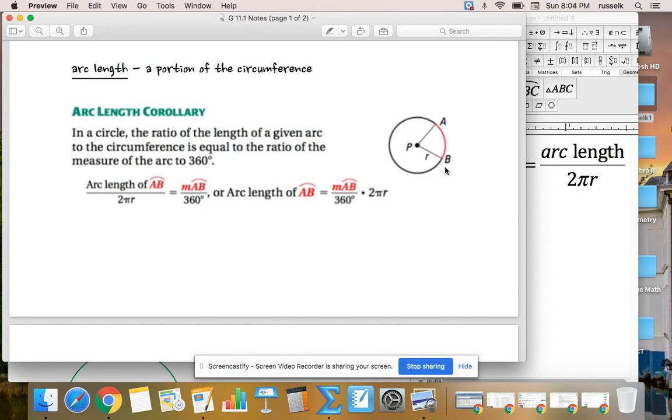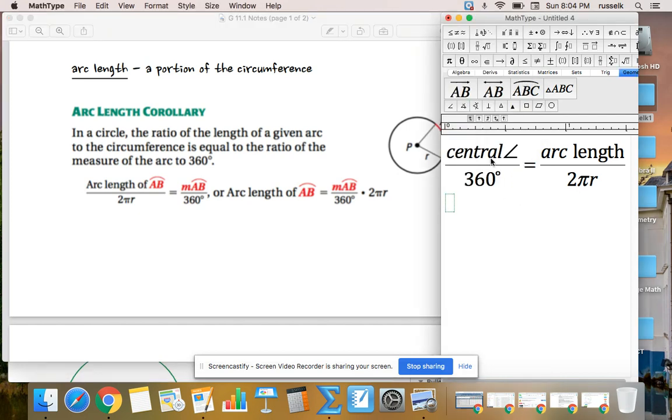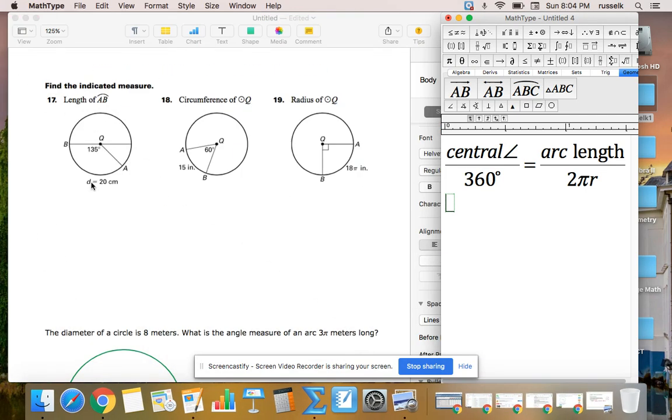To find it, we're going to set up a proportion. That proportion is going to be the central angle over 360. That will equal the arc length over the circumference. So the central angle will tell us how much of the whole circle, 360 degrees, we're taking up, and we can use that fraction then to multiply by the circumference, and that will give us our arc length. So we're going to fill in what we know into this formula and then solve for what we don't know. Looking at a few examples.